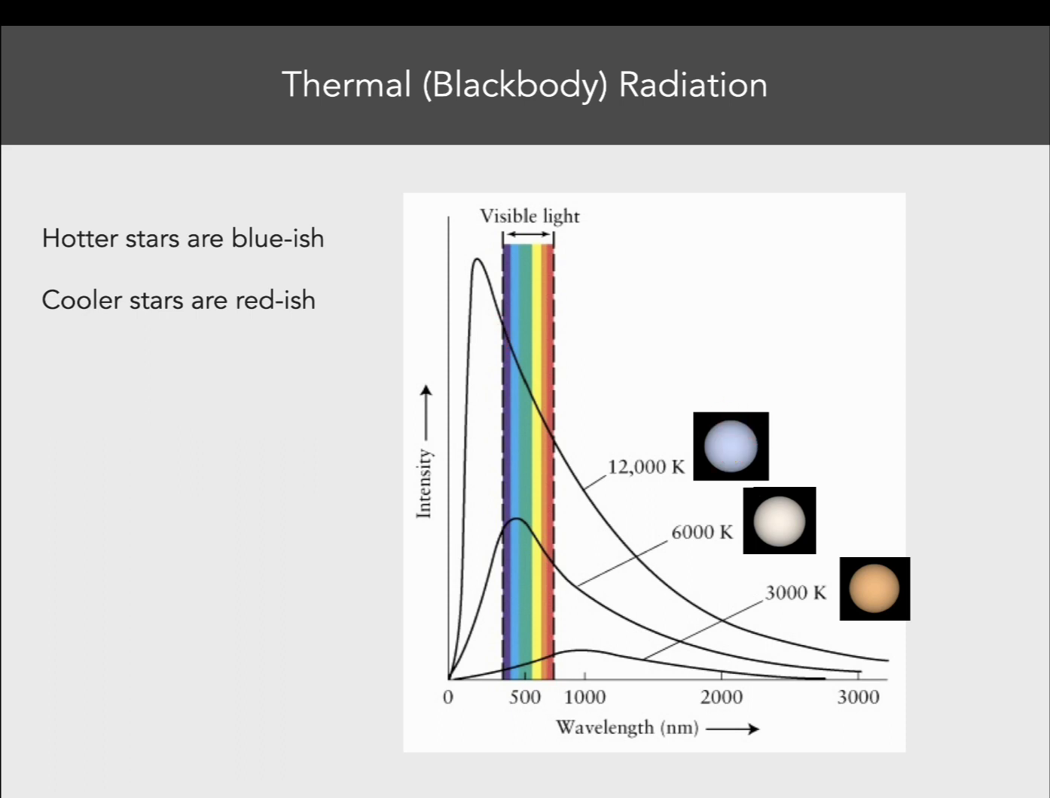If you look at the cooler 3,000 Kelvin star, the Planck function is still sloping upward across the visible part of the spectrum, so more light is coming out at the red end of the spectrum than the blue end, and cooler objects therefore will look kind of reddish. Stars like our sun are kind of in the middle, and so they are fairly neutral in color or white. So the takeaway from this is that hotter stars are bluish in color, cooler stars are reddish.